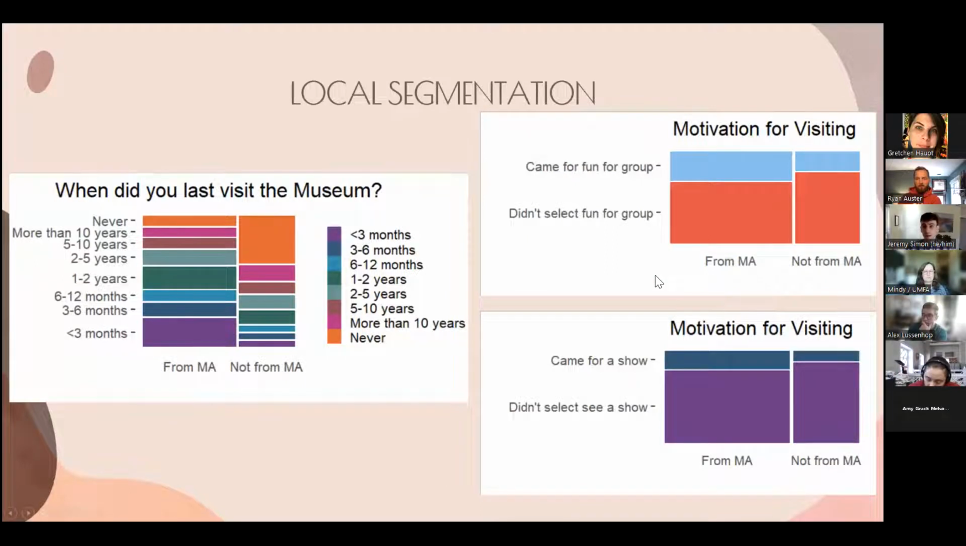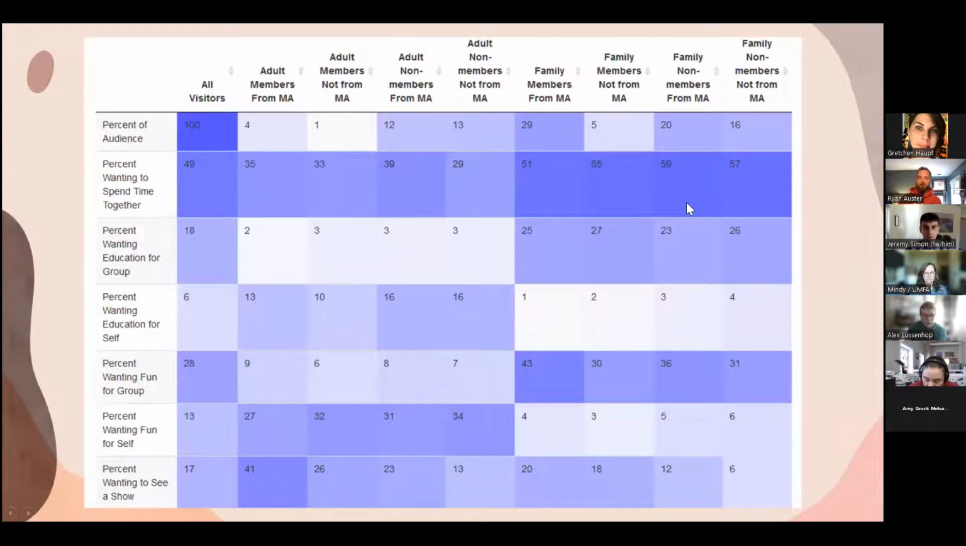And why are they coming? Well, it looks like people from Massachusetts are more likely to come so their group can have fun, and they're more likely to come for a show. Again, it's probably what you'd expect, but just being able to split the data this way is kind of nice. And then I should have broken this slide into pieces. Sorry, it's again throwing a million numbers at you.